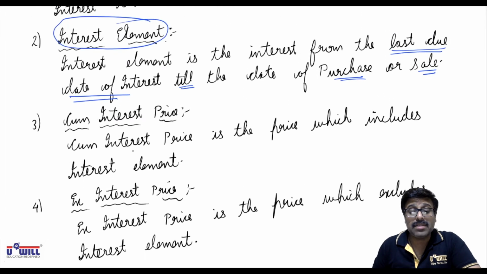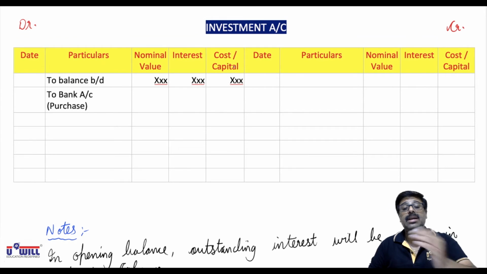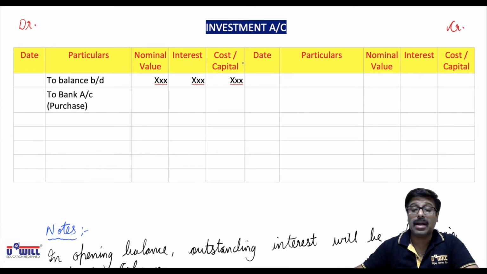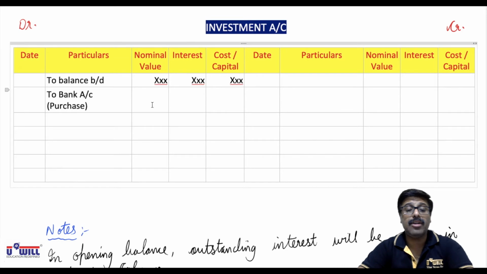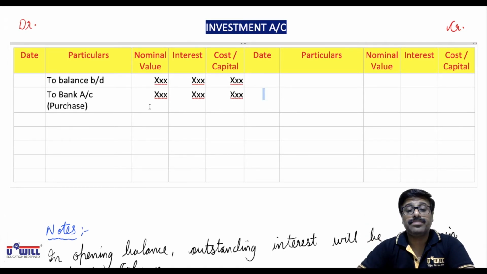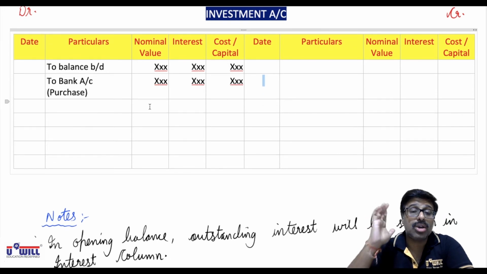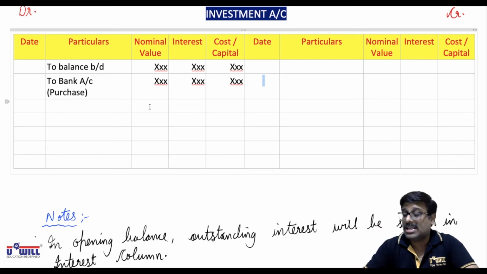Okay, so these three terms I discussed with you. Now we understand the relevance again. If you buy the investment, what is the journal entry? Investment comes in debit. What comes in investment account debit? Bank is the giver, credit the giver to bank account. Obviously, in nominal value, we are going to record the face value. In interest column, you will record interest element, and in cost or capital column, you'll always record ex interest price. So write it down as the note further.